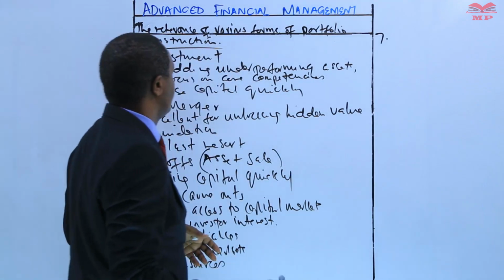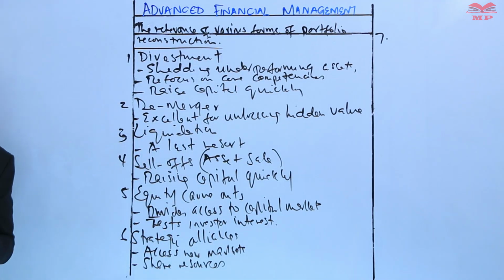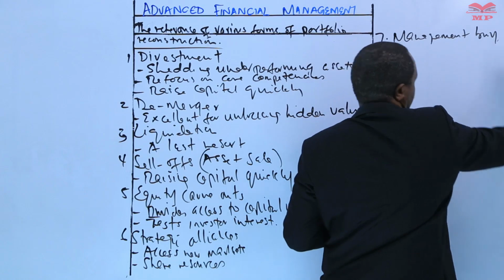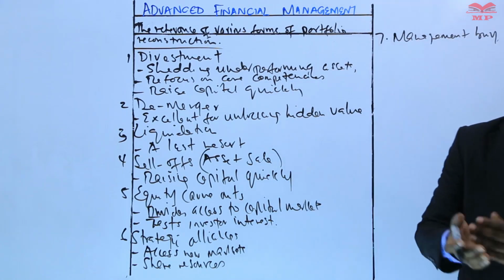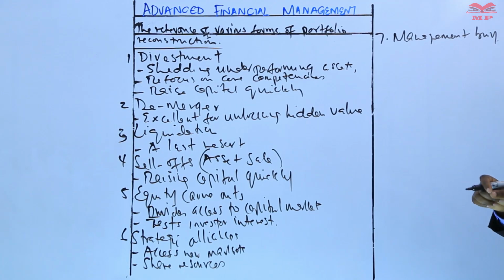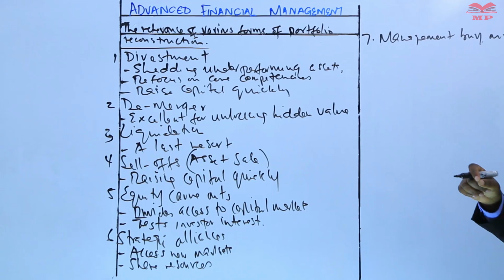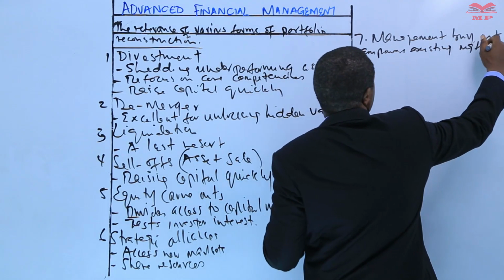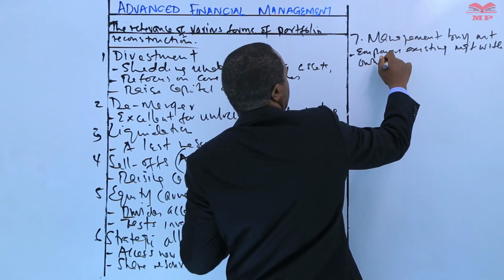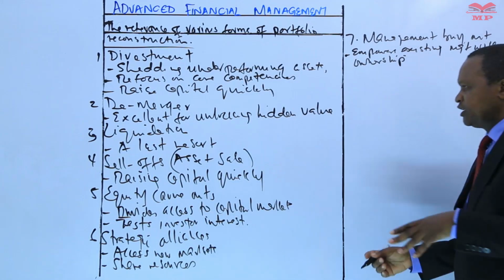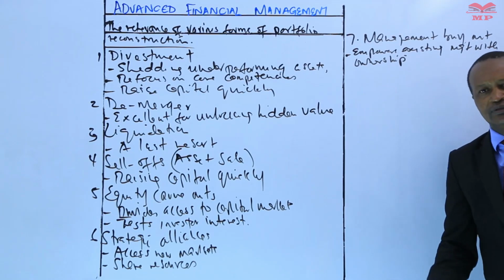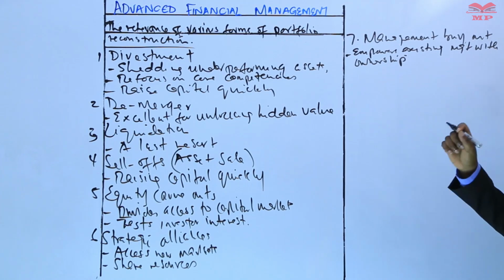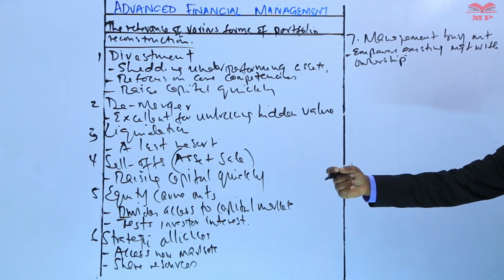Moving on, the seventh form of portfolio reconstruction is management buyout. What is the relevance of management buyout? Now, management buyout empowers existing management with ownership. Because we say that management buyout is where the existing management takes over the control of a company. They buy the company. Buy out. Management buyout empowers existing management with ownership, driving long-term vision and strategic alignment.